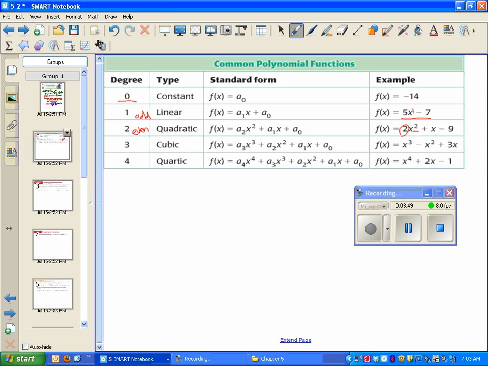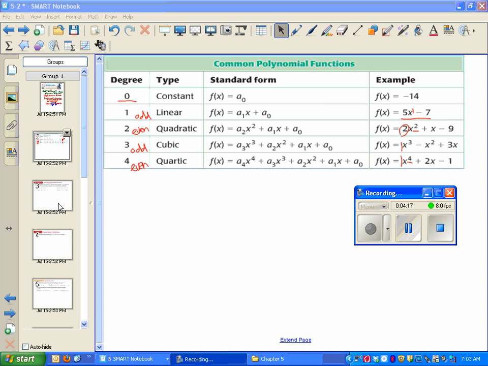And then we have a cubic, which I think you can guess that's an odd function because it's degree 3, and 3 is an odd number. So for our example, our degree would be 3, and our leading coefficient is 1. Right? And then we have quartic, which you guessed it, is an even function. And our example is degree 4, and the leading coefficient is 1 again.